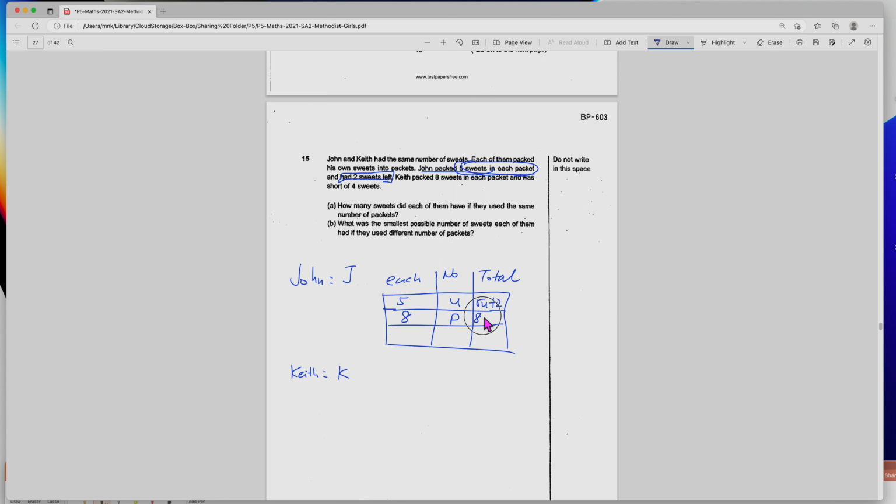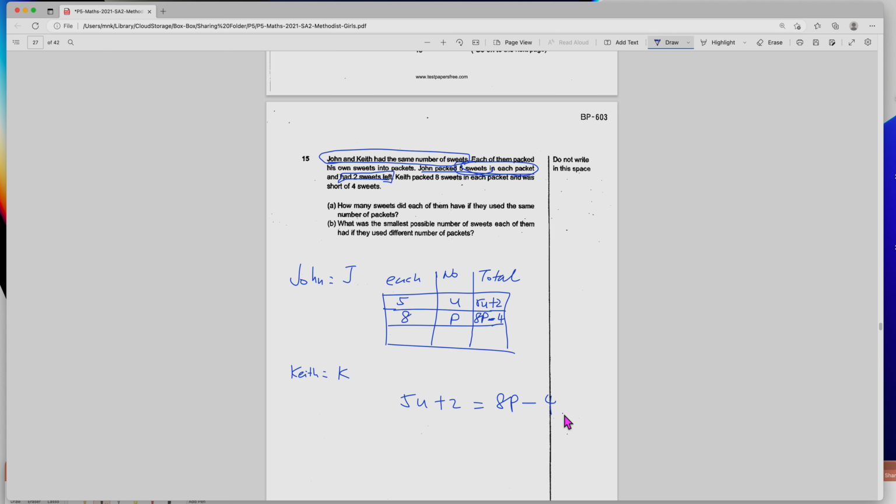So it's 8P. Short of 4 means you don't have the 4, so is it plus 4 or minus 4? Minus 4. Right? Okay. And then they say John and Keith have the same number of sweets, which means these two are the same. So 5U plus 2 is equal to 8P minus 4. Does it make sense? Yes.